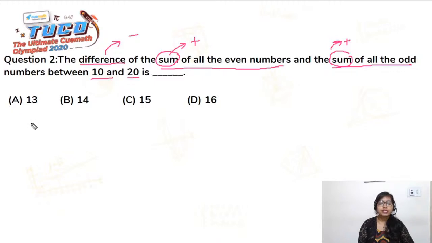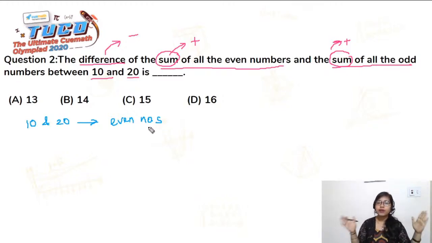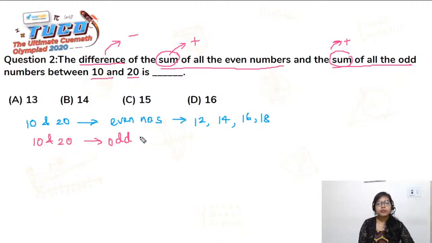So what we are going to do is, between 10 and 20, figure out all our even numbers and odd numbers. Since they are talking about between 10 to 20, would we be considering 10 and 20 here? No, because 10 and 20 are the range values and you have to only focus on the values between these two. So even numbers between 10 and 20 are 12, 14, 16, and 18, right? And similarly, the odd numbers are 11, 13, 15, 17, and 19. So these are all the odd numbers.